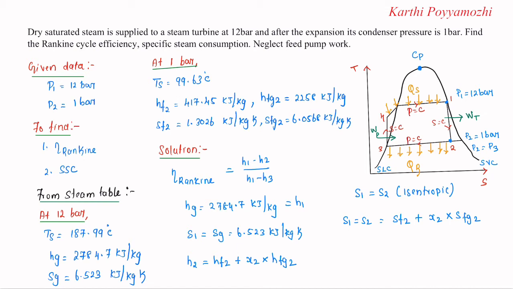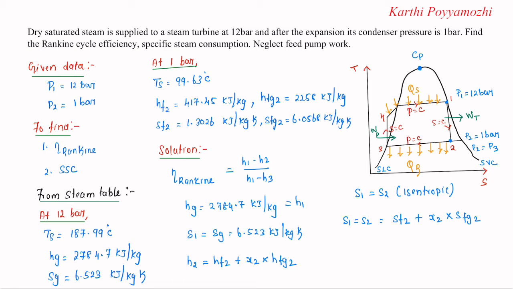Okay, this is the entropy equation. From this, we have the value of S2, that is at 1 bar we have calculated the value of Sf2 and Sfg2, that is both the entropy of the fluid and the entropy of vaporization at state 2, taken from the steam table, and we have the value of S1. Since the values of S1 and S2 are equal, the only unknown value is x2. So we can find x2, the dryness fraction at state 2, from this equation.